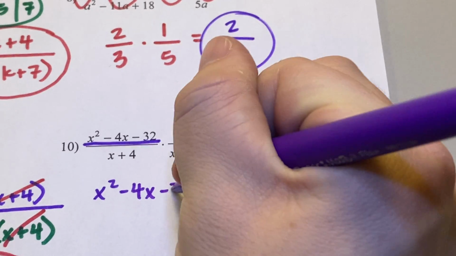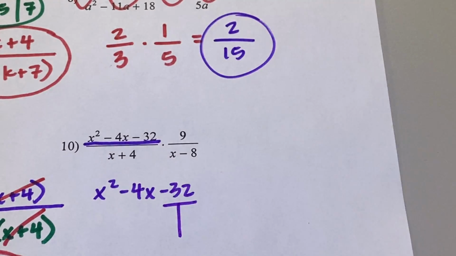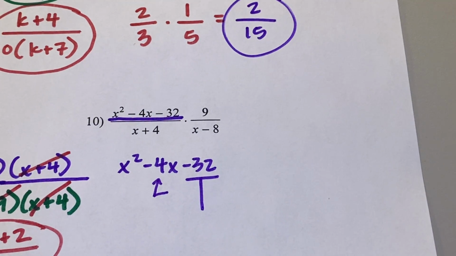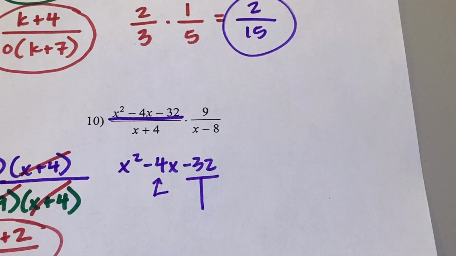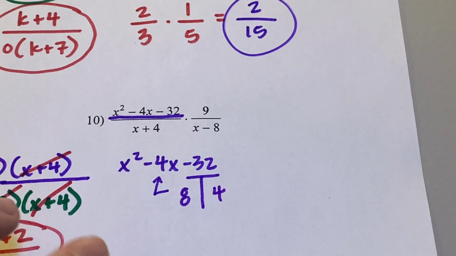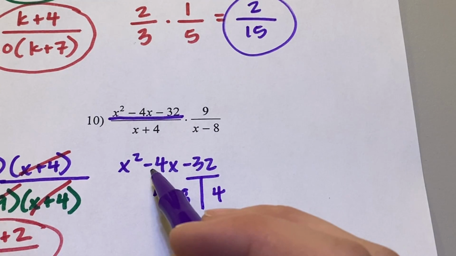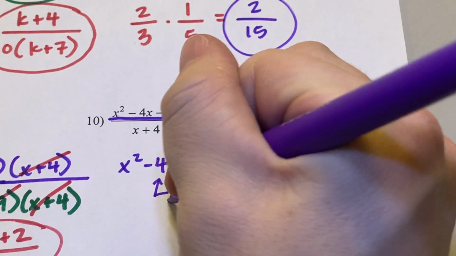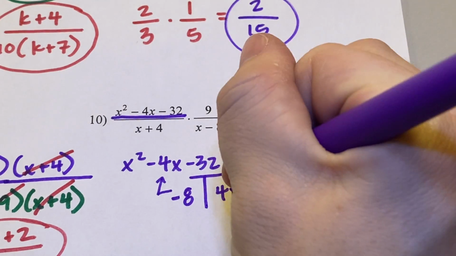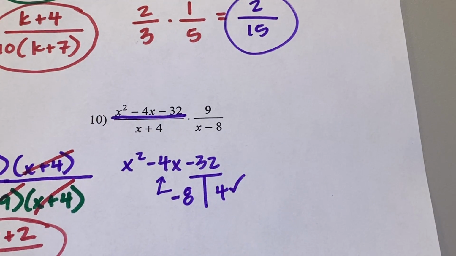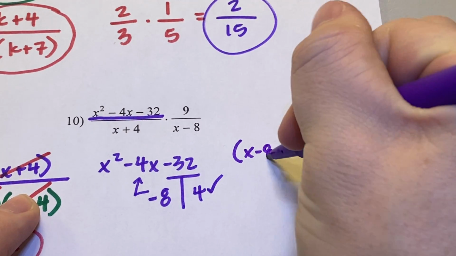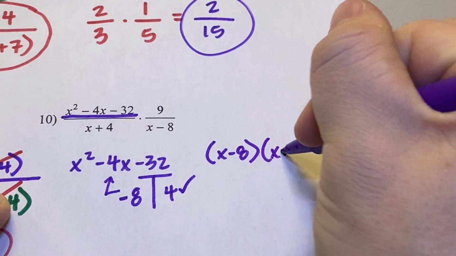I need two numbers that'll multiply to give me negative 32 and add to negative 4. 8 and 4. That will give me 32, and then I want it to add to negative 4. So I want one to be negative: negative 8 and positive 4. Now they add to negative 4. Found our two factors, which means that first numerator factors to x minus 8 times x plus 4.